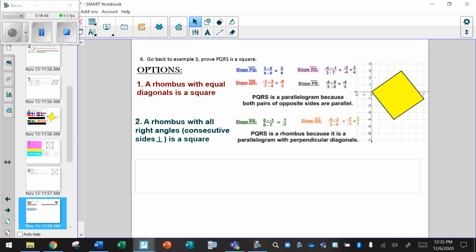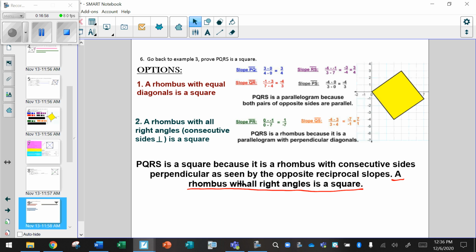With the work we've already done, we already know it has right angles because our slope calculations show opposite reciprocal slopes. So the sides are perpendicular, which means we have a rhombus with right angles, which makes it a square. We already have the work we need, so we don't need to do any more.